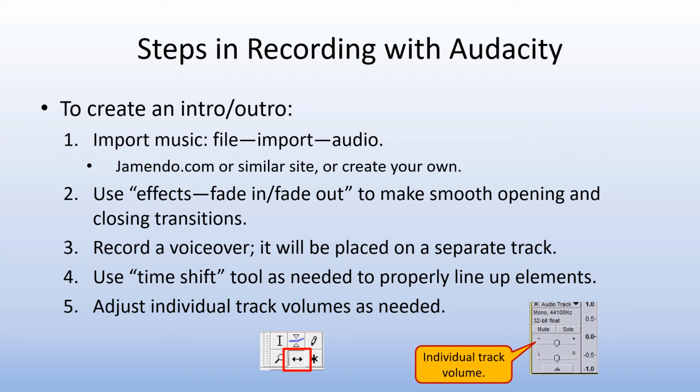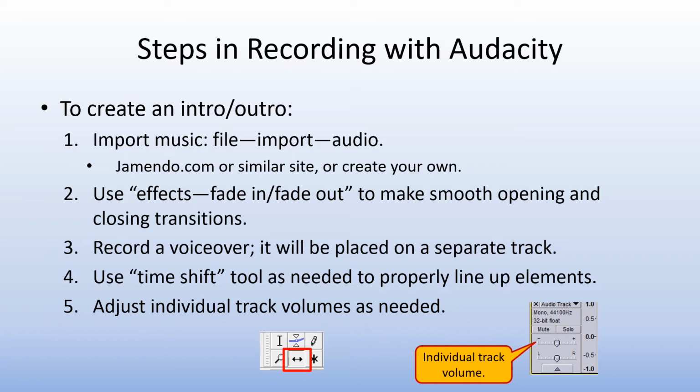Now, how do you create an intro or possibly an outro? Well, we have to start by importing a music file. So you can go to a site like Jamendo or to a similar site and go to the File menu in Audacity and say Import, and then select Audio. So doing that will insert it directly in as a track in your file.